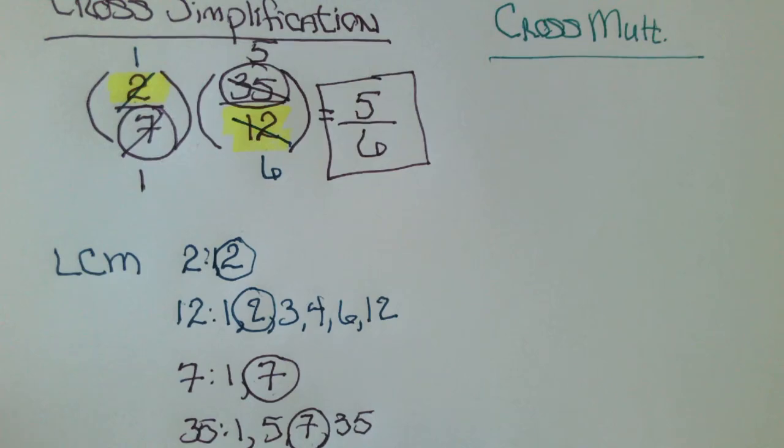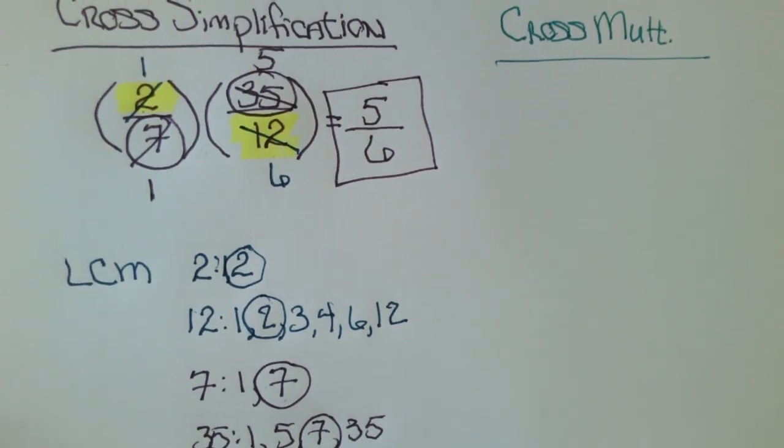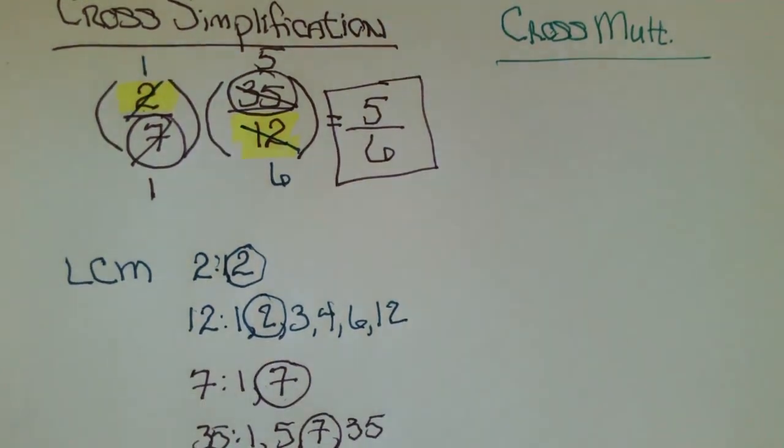This is what's called cross-simplification.